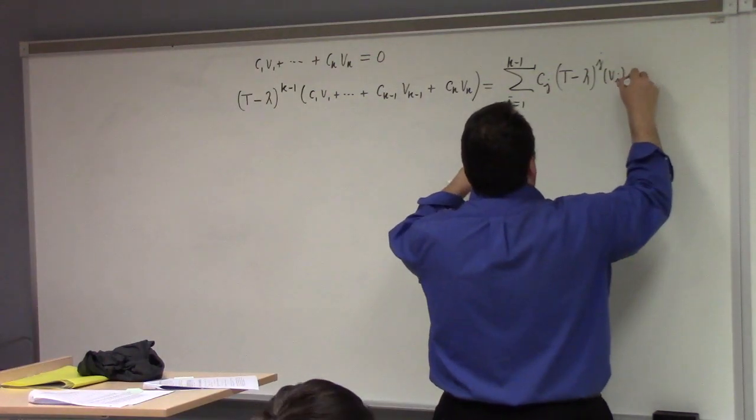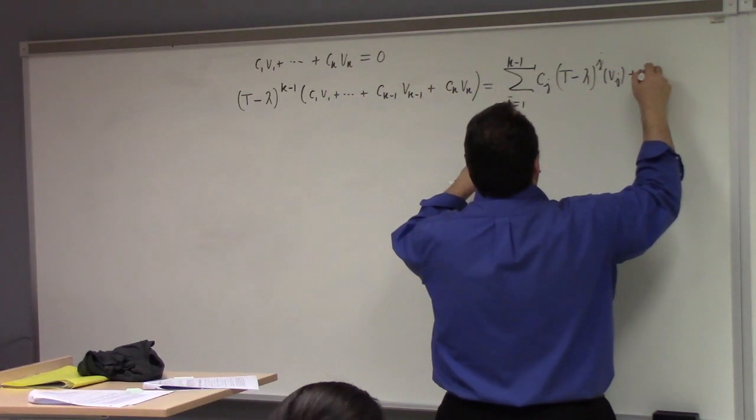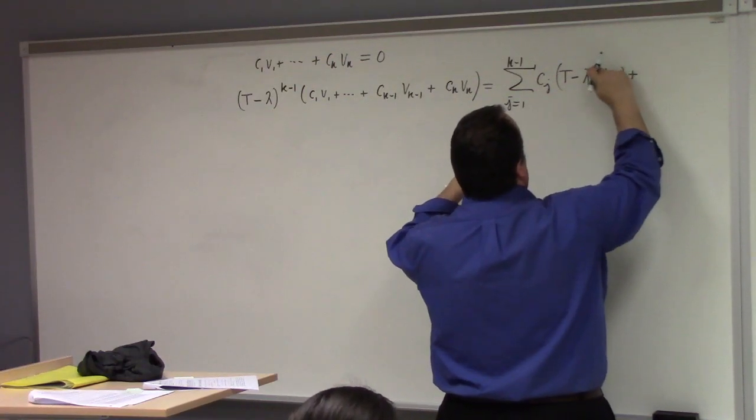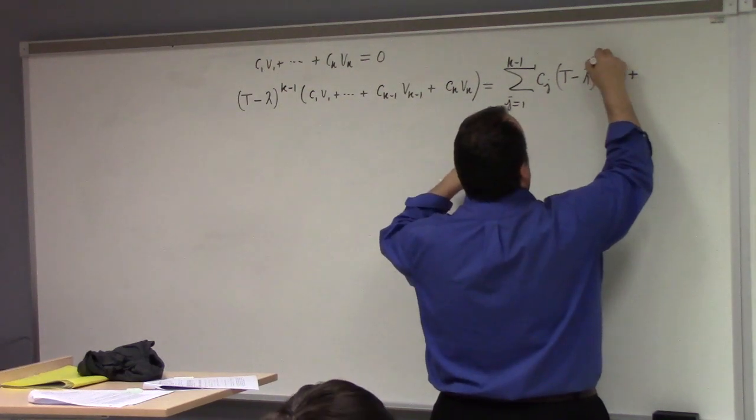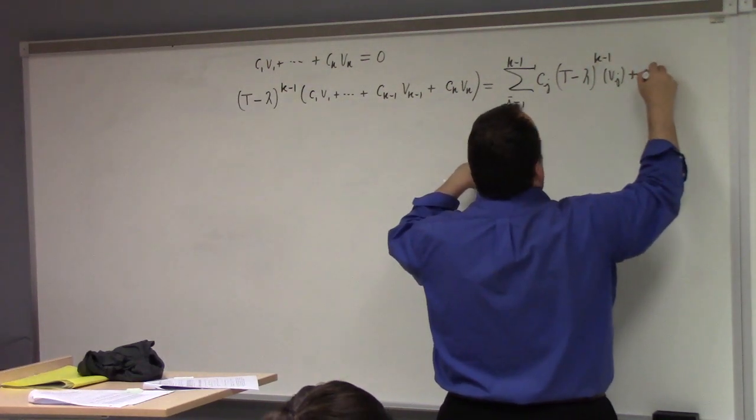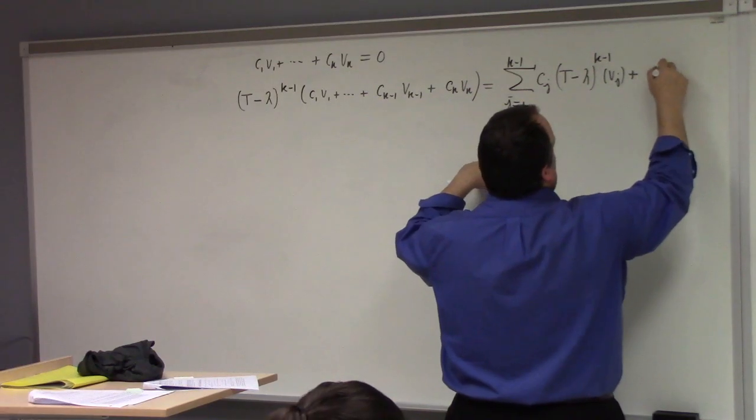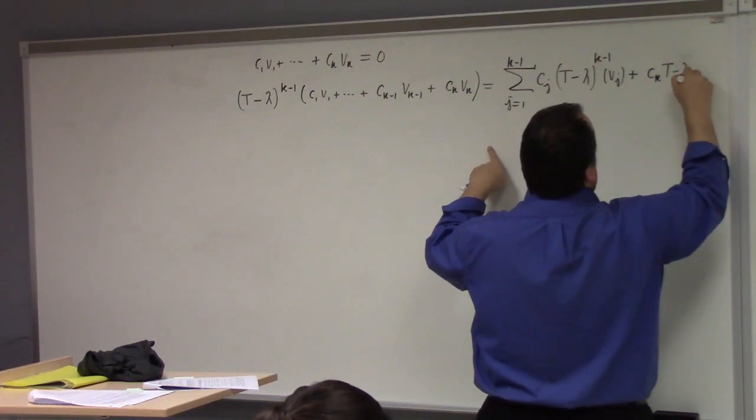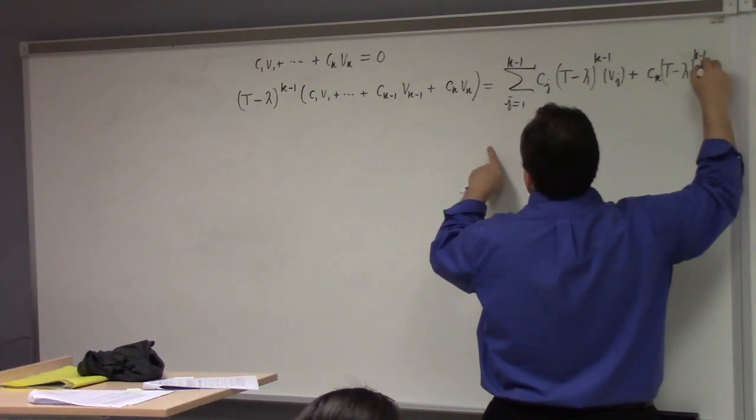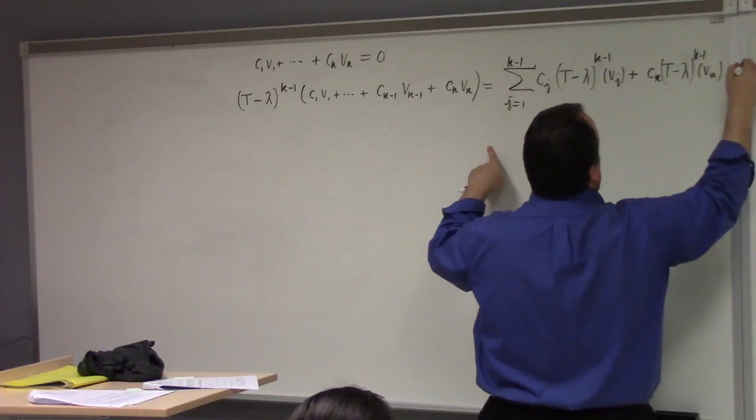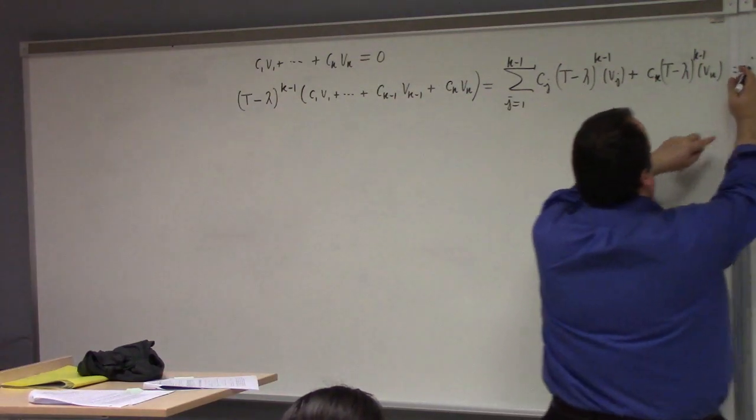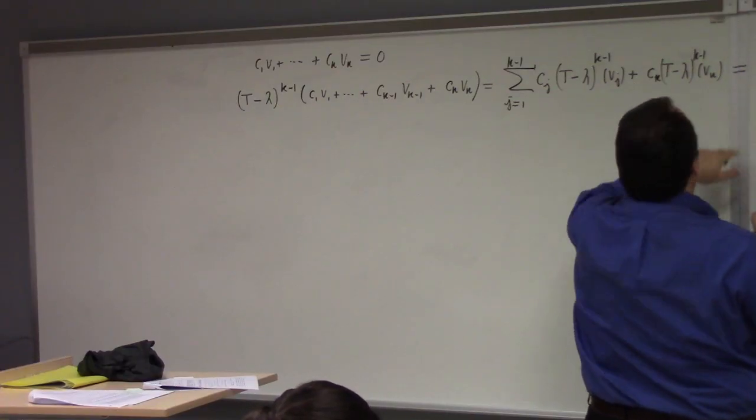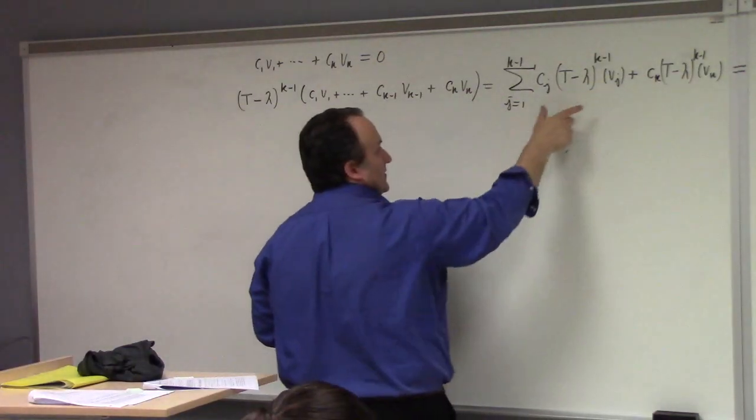And then we've got plus... my bad, not j, this was what? k minus 1, right? And then, of course, I've got my ck, (T minus lambda) to the k minus 1 acting on vk. All right. Now that's all. That's not good. Check these out.